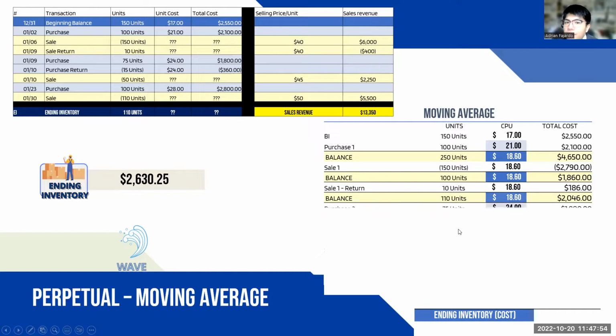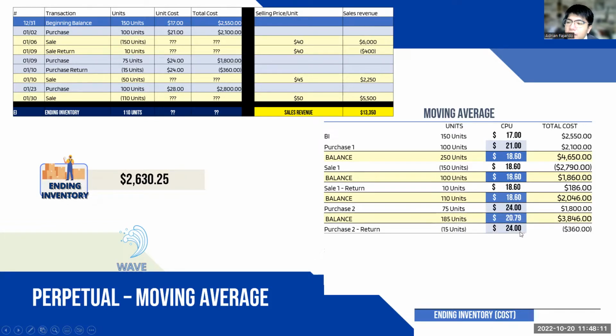Now, we have a purchase on January 9 of 75 units. We expect our moving average unit cost to change. So we add the quantity, we get the cost, and we have a new moving average because we have a purchase, 20.79. Then there was a purchase return. We expect the moving average to change again. So now our units is 170 units with a cost of 3,486. So from 20.79, our moving average unit cost is now 20.51.